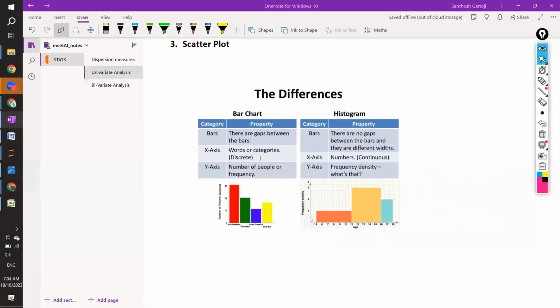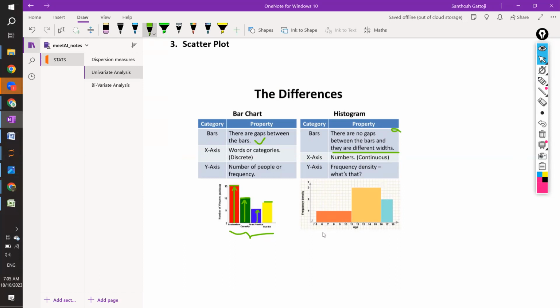So that's why, if you go over here, there are gaps in the bar graph. First thing, gaps. Here in the histogram you don't have gaps, and there are different widths. But in a bar graph, all the widths will be almost the same, because the width is not having any importance. We just want something to represent the frequency, so we are using these bars, and all the bars will have the same width.